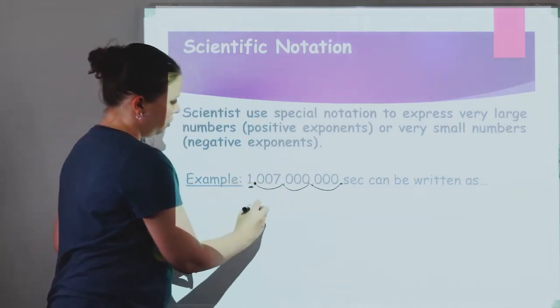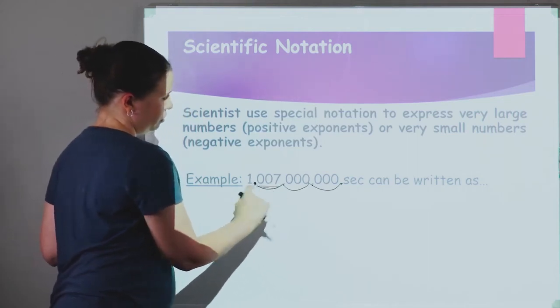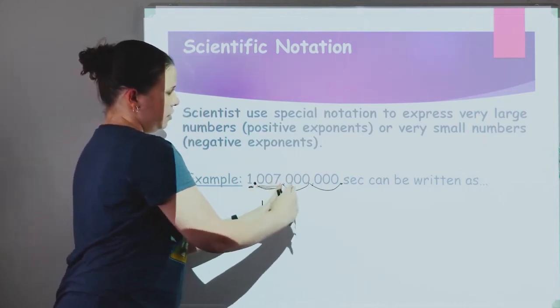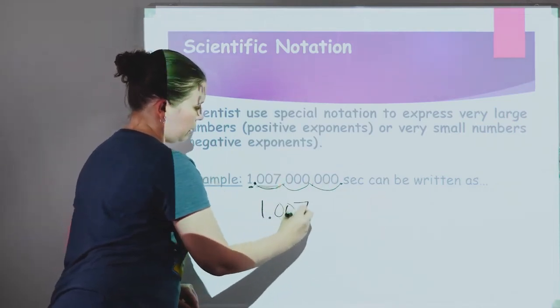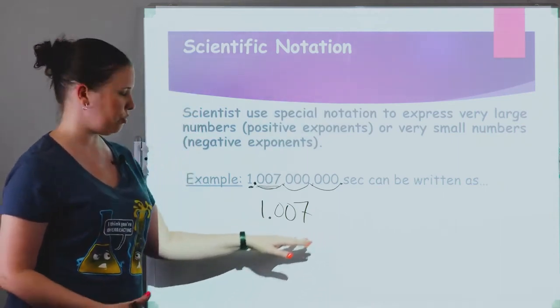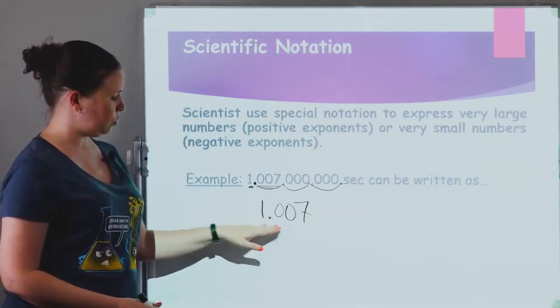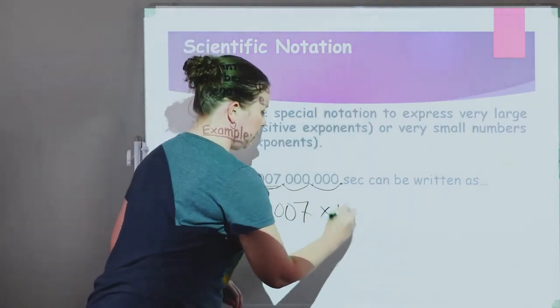So I'm going to write my 1 before the decimal place. I'm going to include the number up to the 7. Since these are just placeholders, I don't need to include them. So 0, 0, 7. And that kind of hits on the idea of significant numbers, which we'll talk about in just a minute. So 1.007 is my number before the times 10.